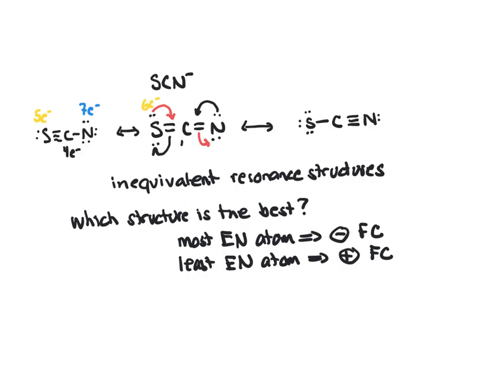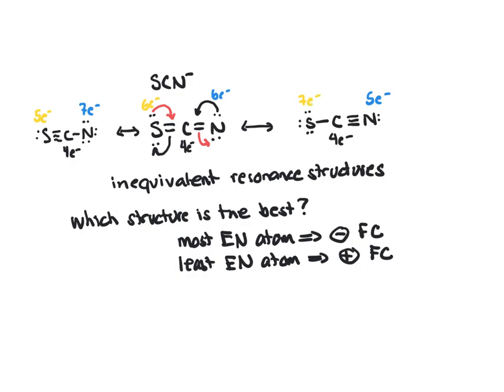Carbon still has 4 electrons. And now nitrogen has 1 from each of the bonds, so 1, 2, and then 4 electrons that are lone pairs, so this nitrogen has 6 electrons in this structure. And then if we look at the one on the right, we can see that this nitrogen has 5 electrons, the carbon still has 4 electrons, and the sulfur in this case has 7 electrons.